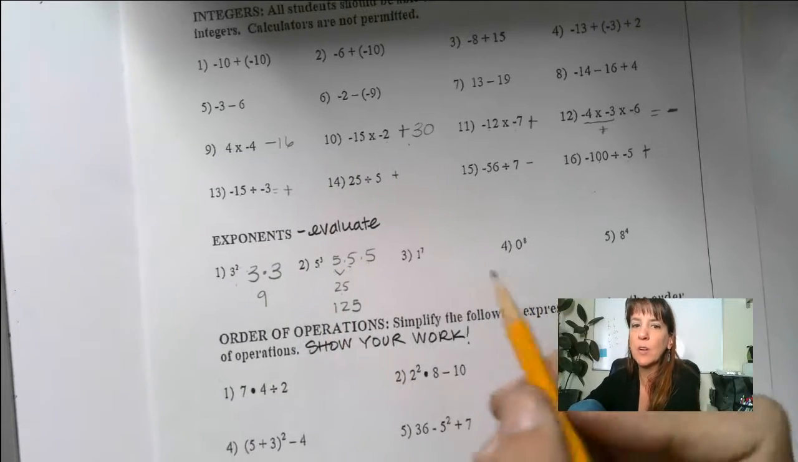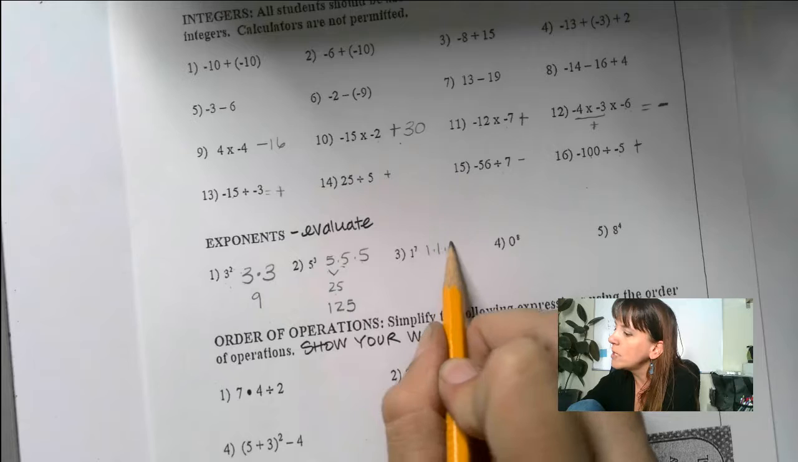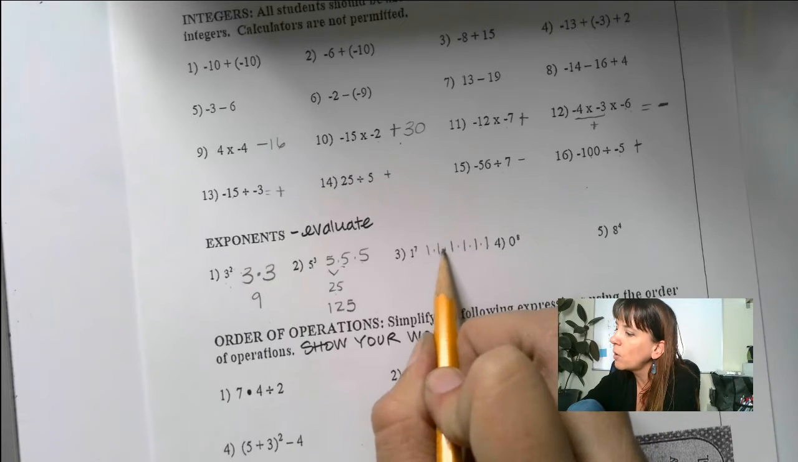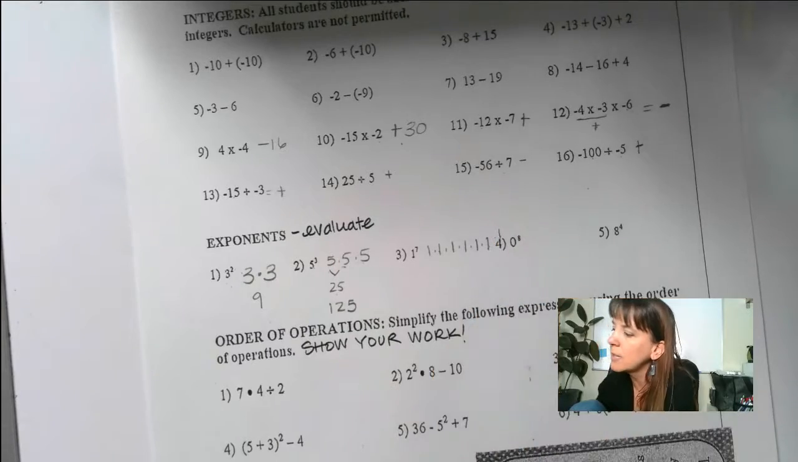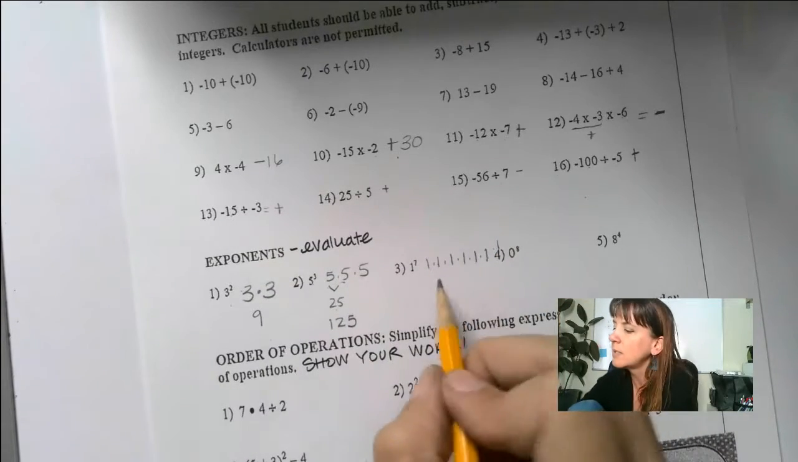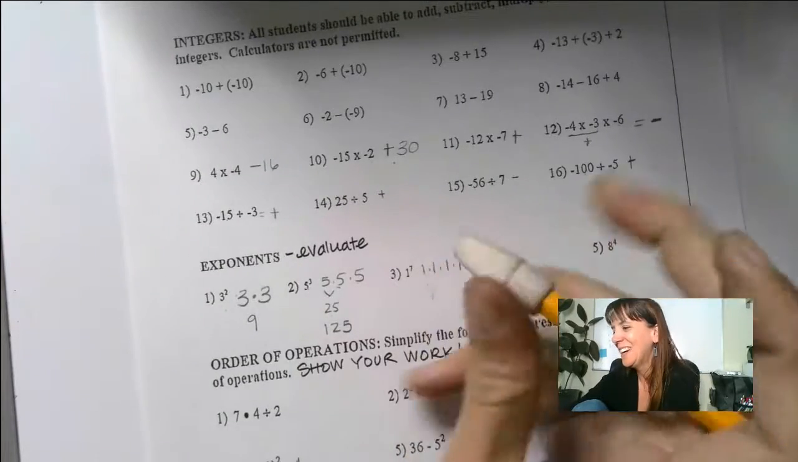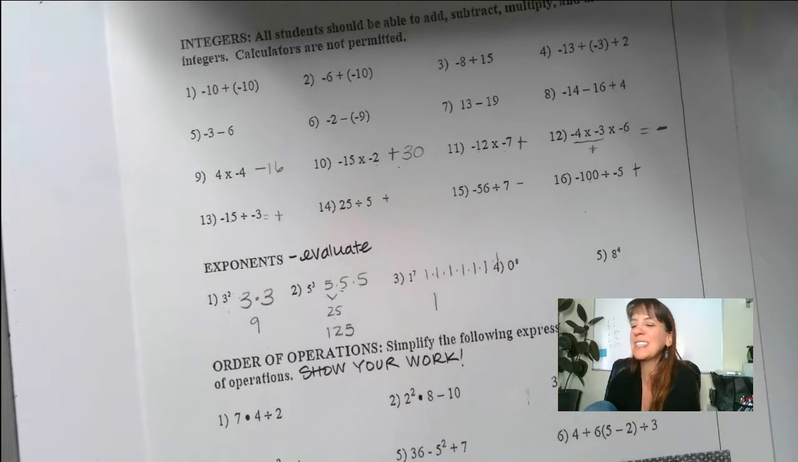1 to the 7th power is 1 times 1 times 1 times 1 times 1 times 1. 1, 2, 3, 4, 5, 6. Times 1 more. I gotta squeeze it in there. 1 times 1 times 1 times 1, 7. That's not 7, I was counting. It's 1. 1 to the 7th power is 1.